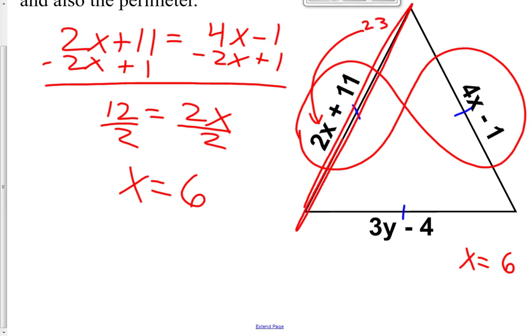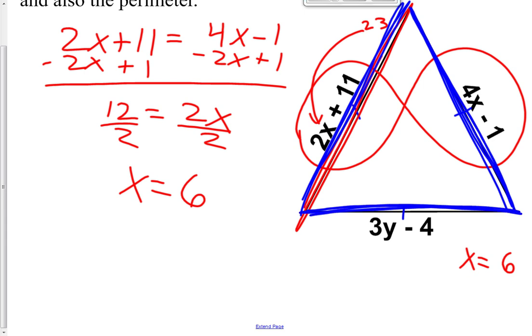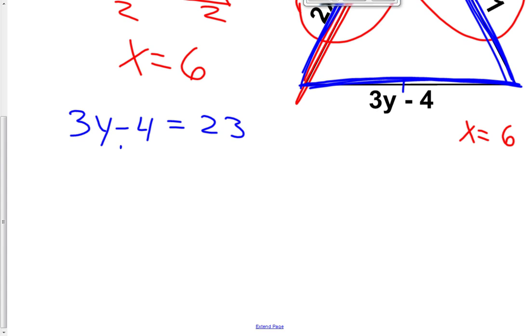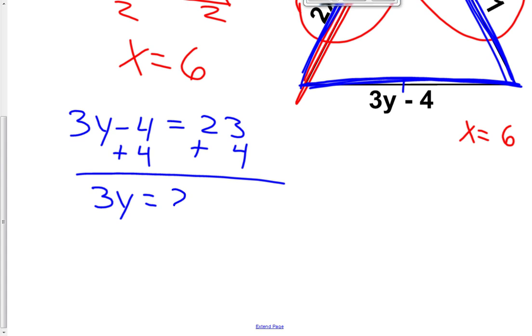So this side right here is 23. And that means this side is also 23. And that means this side is also 23, right? All 3 sides are equal to each other in an equilateral triangle. So 3y minus 4, that length is 23. So it equals 23. So we set that side equal to 23. Then I add 4, and I get 3y equals 27. Divide both sides by 3, and I get y to equal 9.